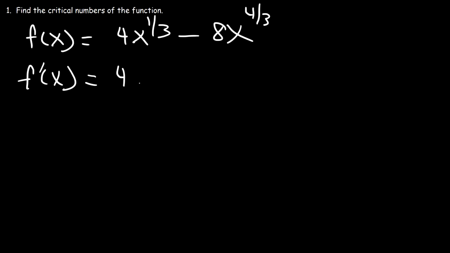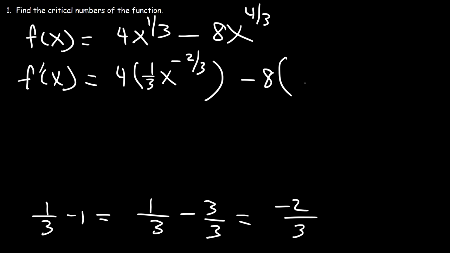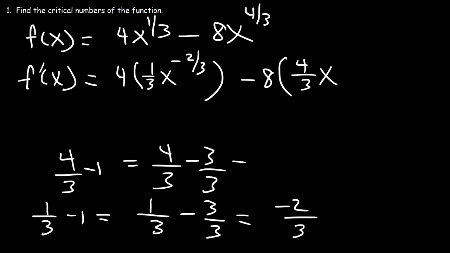So the derivative of x to the 1/3 is going to be 1/3 x, and then it's going to be 1/3 minus 1. Now 1 is the same as 3 over 3, and 1 minus 3 is negative 2. So this is going to be 1/3 x to the negative 2/3 power. And then minus 8 times the derivative of x to the 4/3. So using the power rule, it's 4/3 x raised to the 4 over 3 minus 1, which is 4 over 3 minus 3 over 3, and that becomes 1 over 3.